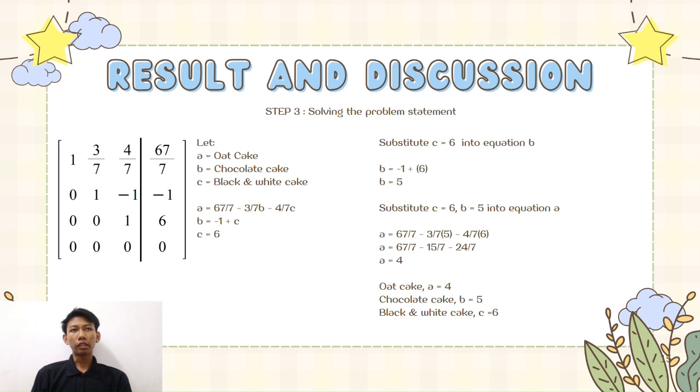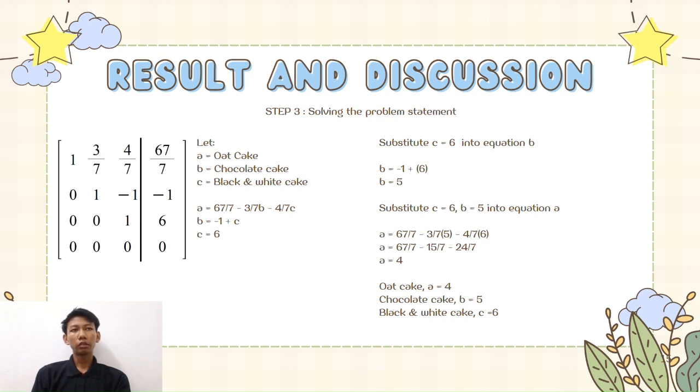Okay, the third and last step is we solve the problem statement. We will let A be the oat cake, B the chocolate cake and C the black and white cake. So from the augmented matrix that we got before, we will get A equal to 67 over 7 minus 3 over 7 B minus 4 over 7 C, and B equal to negative 1 plus C, and C equal to 6. So we substitute C equal to 6 into the equation B. So B equals negative 1 plus 6 and we will get B equal to 5.